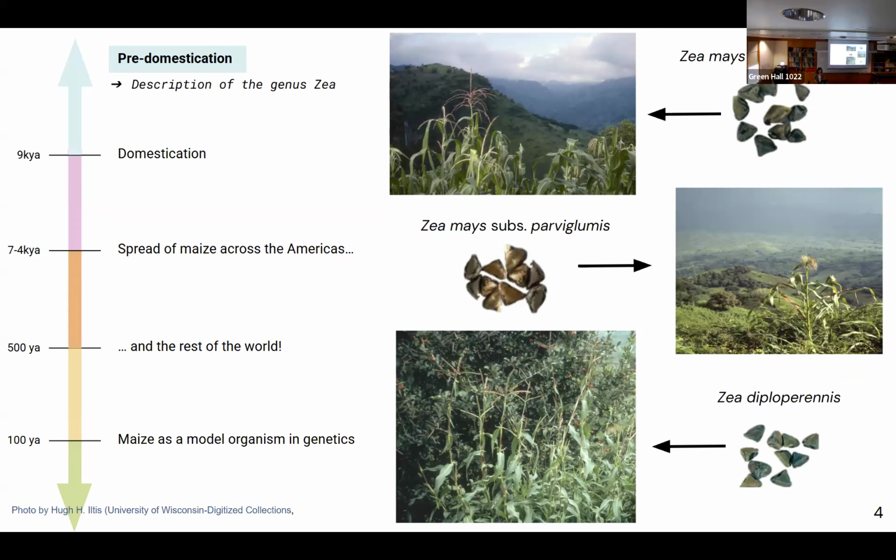And the kernels, the seeds of the teosintes, also all look pretty similar, kind of like a triangular prism encased in a hard fruit case, where the fleshy part of the seed is inside that fruit case. And I'm sure, as you've noticed, none of these seeds necessarily look like corn.